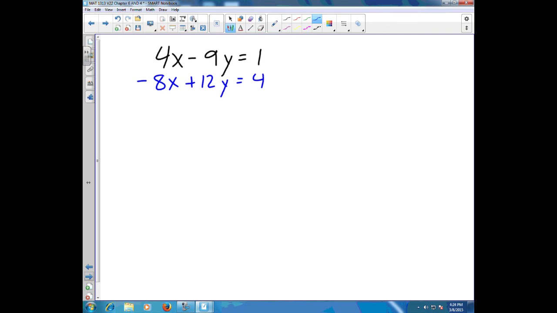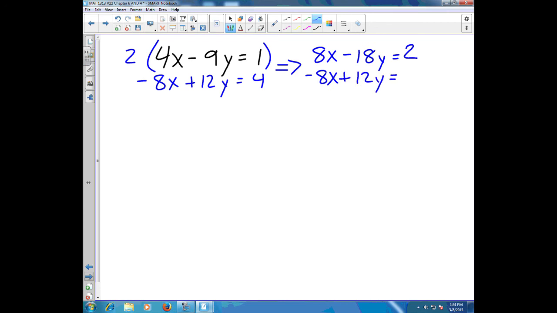So we'll just multiply the top equation by 2. So that would get 8x minus 18y is equal to 2. -8x plus 12y is equal to 4. Now we can eliminate by adding straight down. We get -6y is equal to 6. Divide by -6 and we get y equals -1. And now that we've got our first value, it's a lot easier to make our way back.